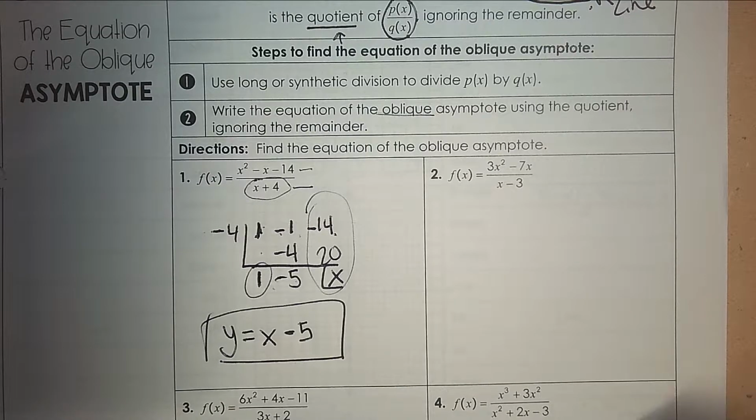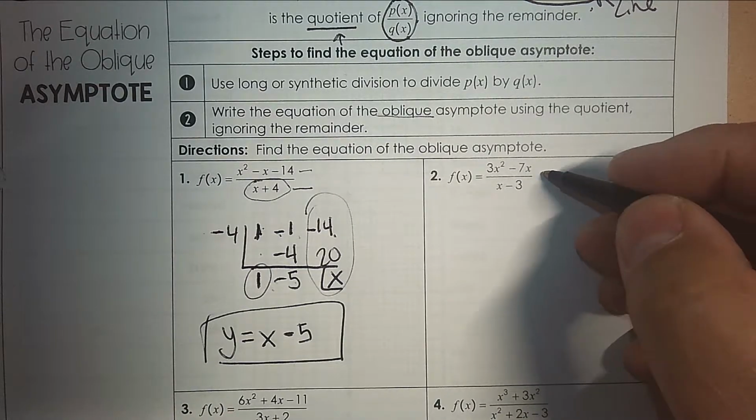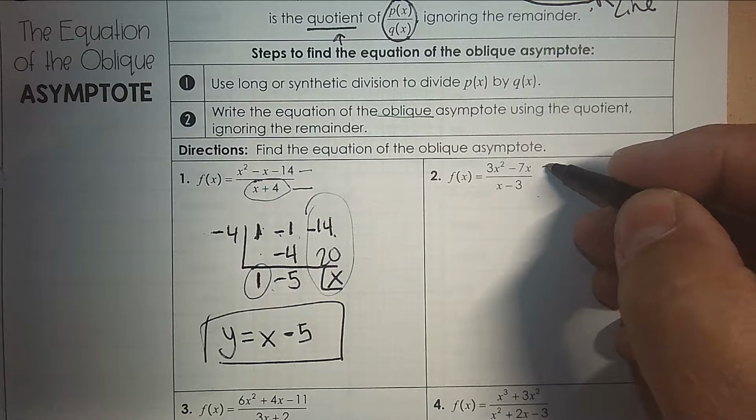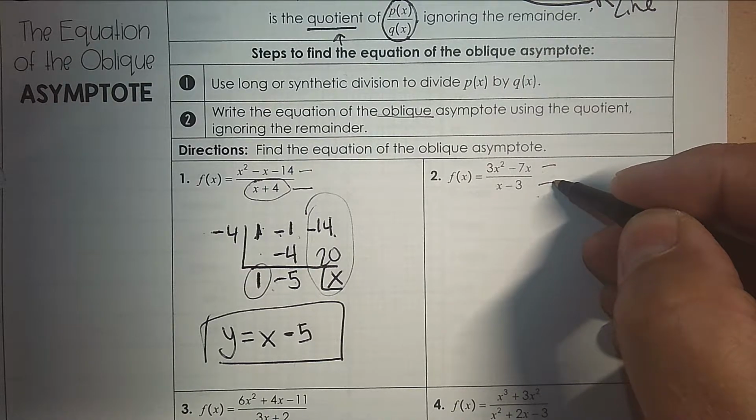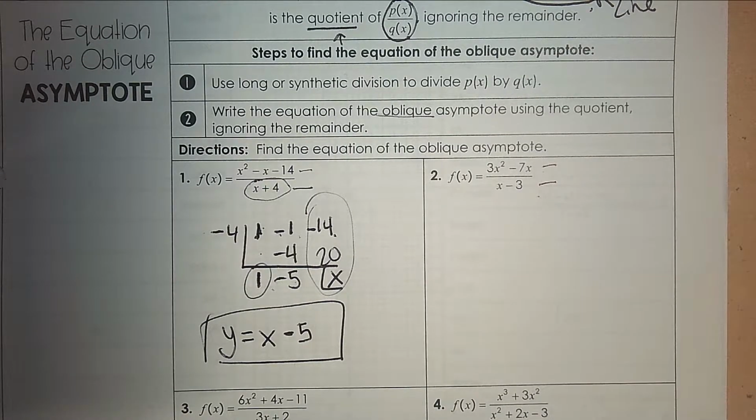So first, how do I know this is a rational function? We have a polynomial divided by a polynomial. How do I know there's an oblique, different than the other days? What's the degree on top? What's the degree on the bottom? Is it 1 bigger on top? Good.